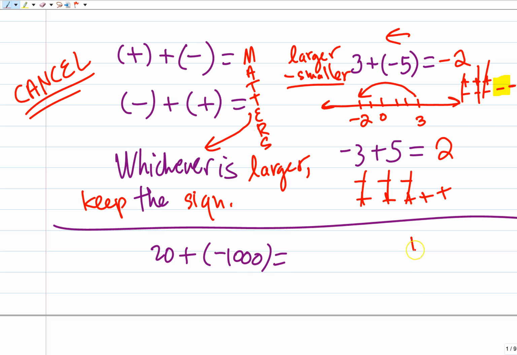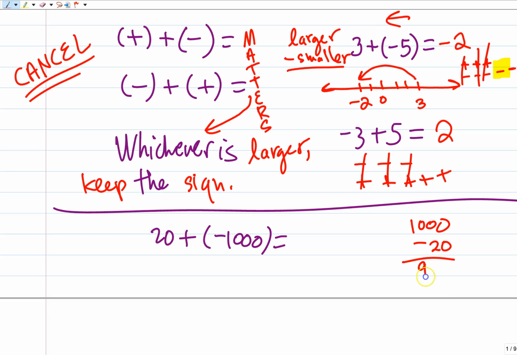Okay, so we have 1,000 negatives. I am not drawing out 1,000 negatives, right? But from those, I'm going to cancel out 20 what? I'm going to take away or cancel out 20 positives. And what am I left with? And why is that 980 negative? Because after we canceled out the positives and the negatives, we were left with 980 more what? Negatives.